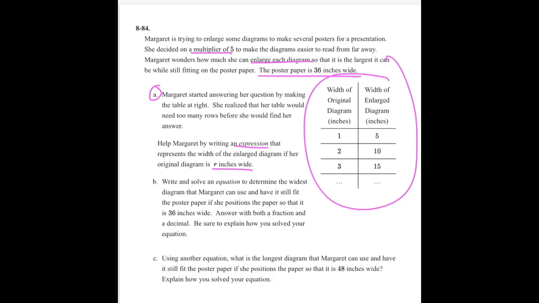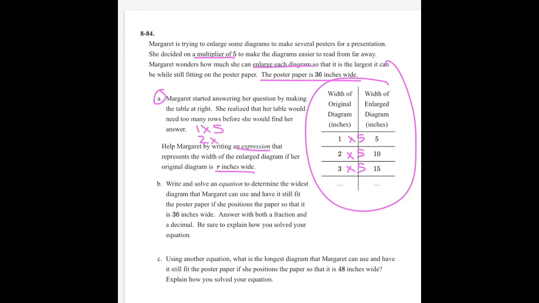So she used a multiplier of 5. That means each thing is increased by 5 or 5 times the size. So the relationship between the original to the enlarged is 5 times the size. So in our expression, it would be 1 times 5 and so on. So every number after that would be times 5 if she continued with the chart. The expression for part A would be r times 5, but the correct way of writing this is actually 5r, and that is our expression.